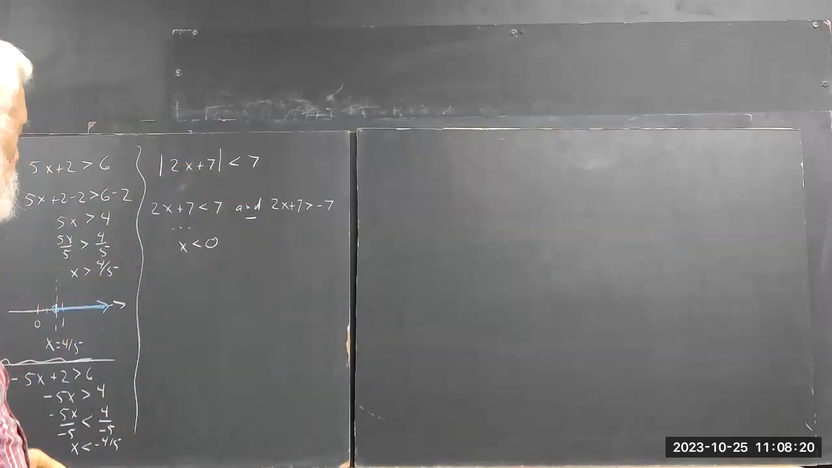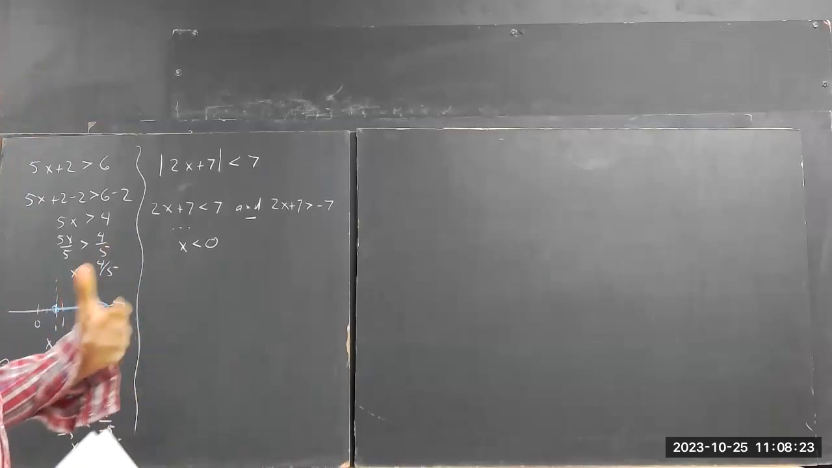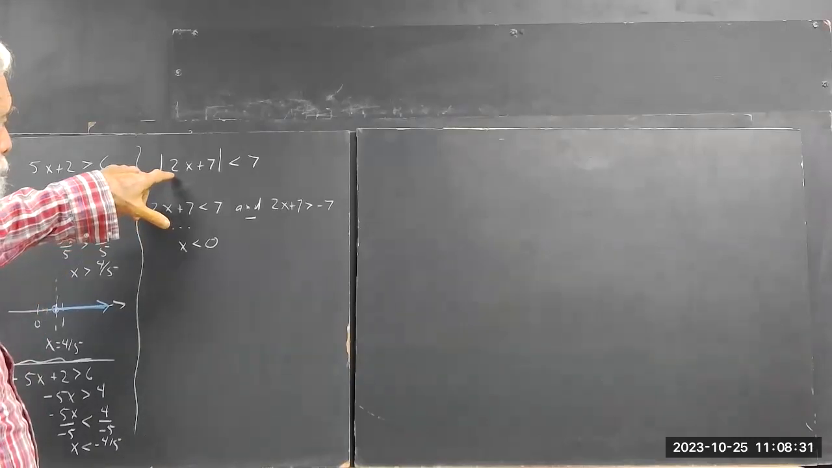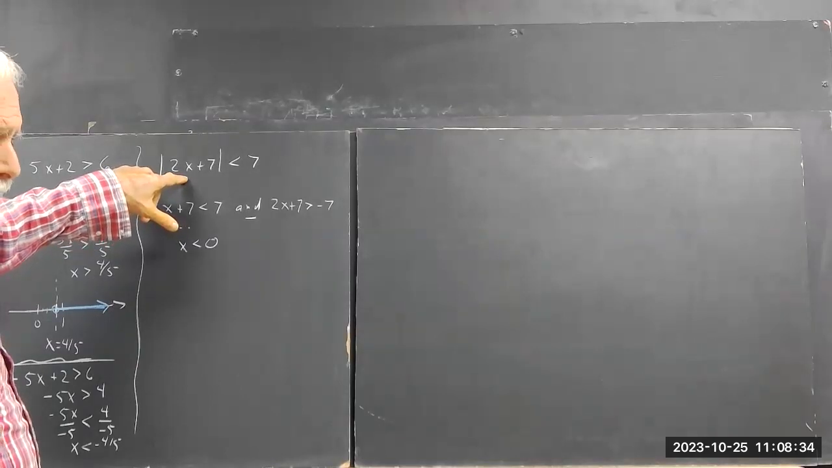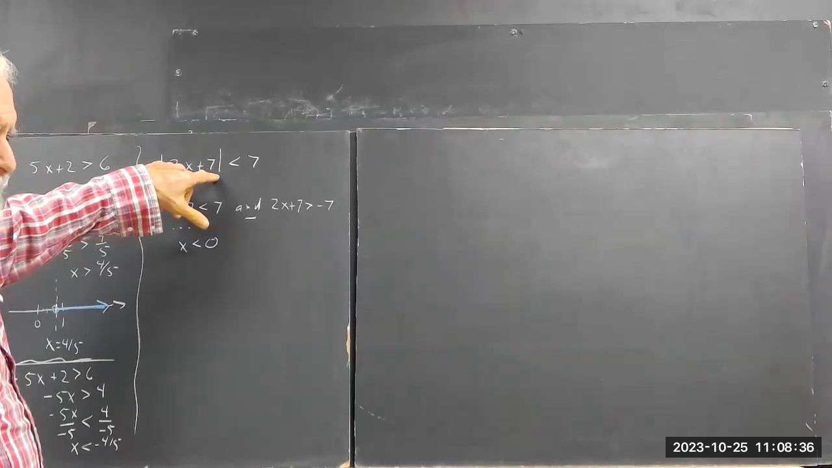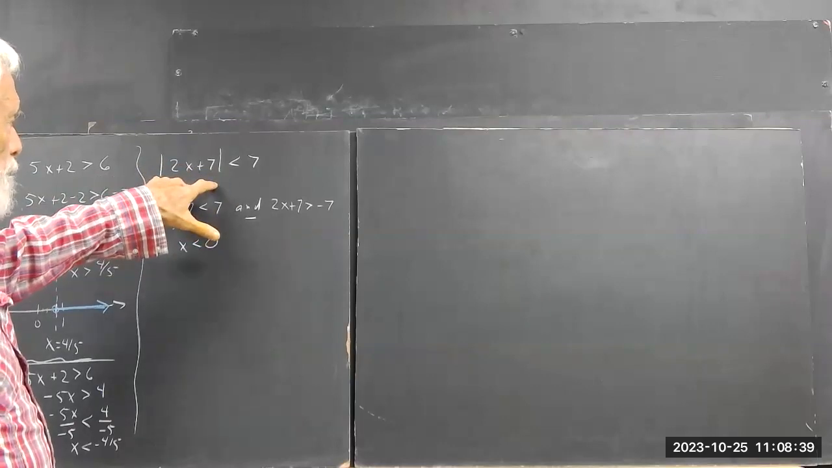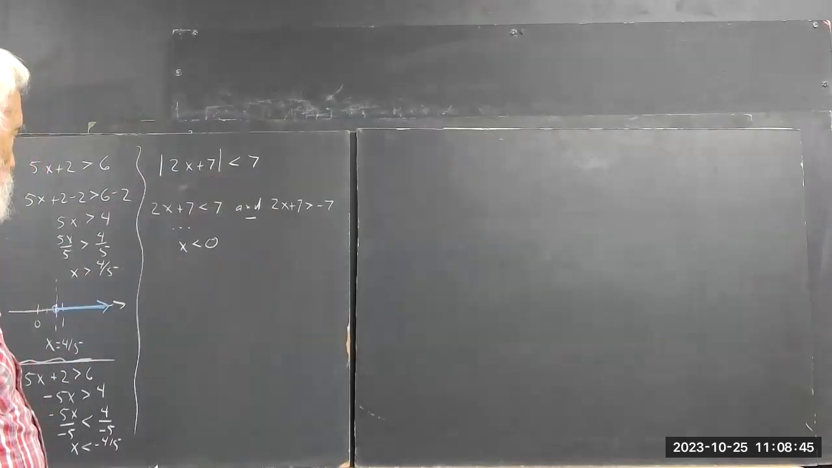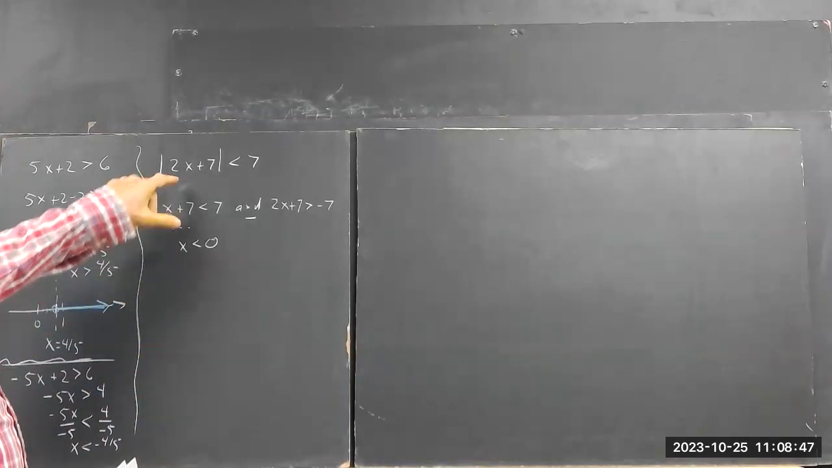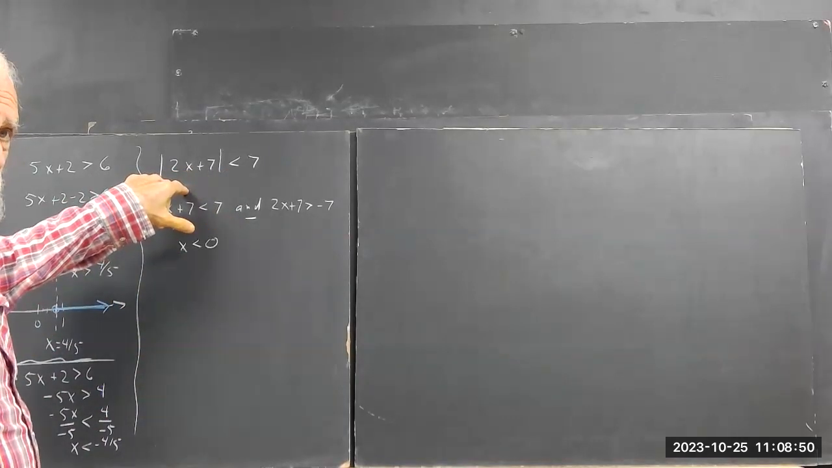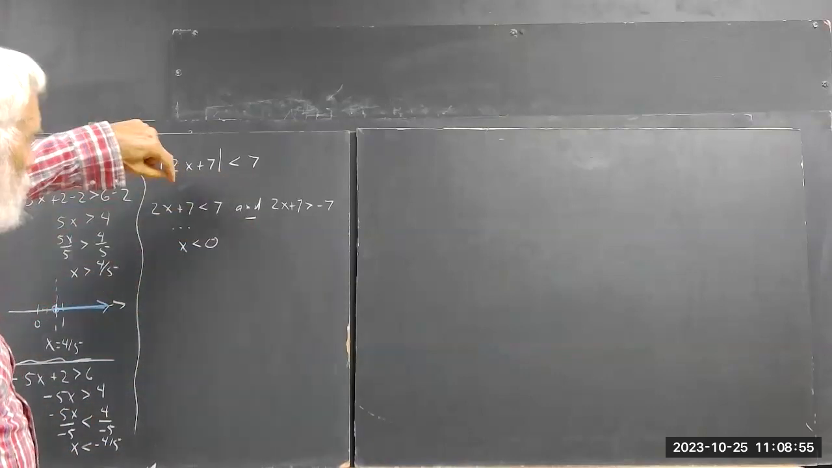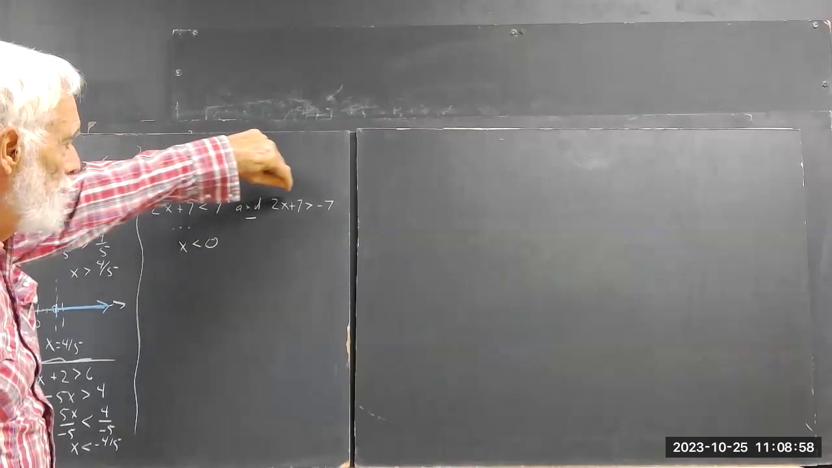The only problem is, if x was like -5, or let's say -10, if x was -10, 2 times -10 is -20. -20 plus 7 is -13, and the absolute value of -13 is 13, and that isn't less than 7. So if you go too far into negative numbers, this isn't going to work. If x is a big negative number, you're going to get a big result here. It's not going to be less than 7. That's why this breaks into this and this.